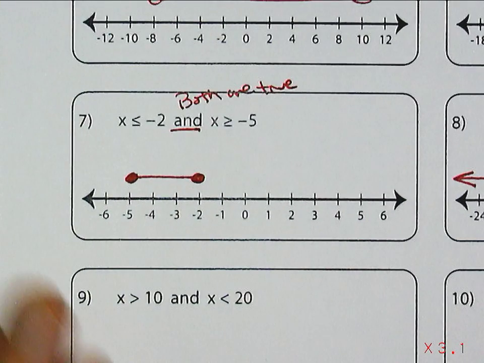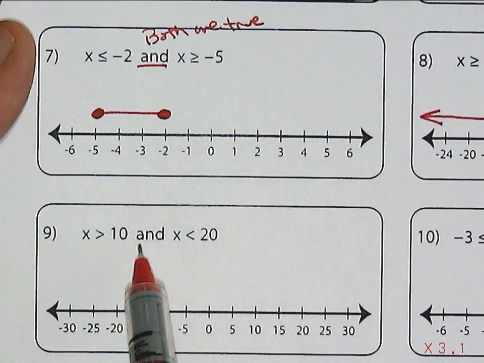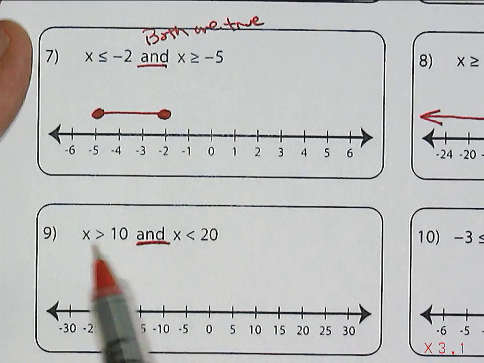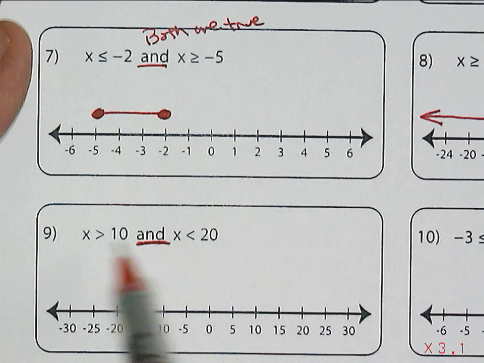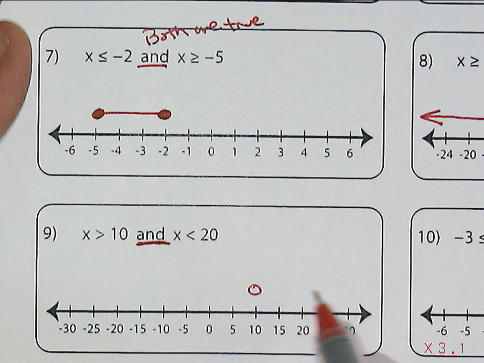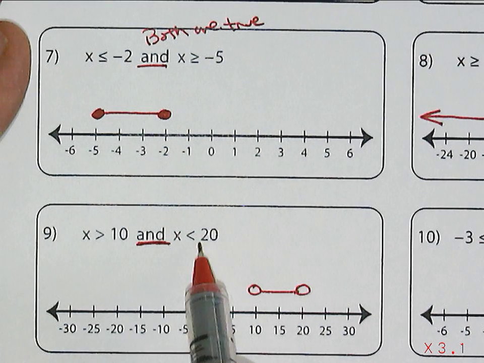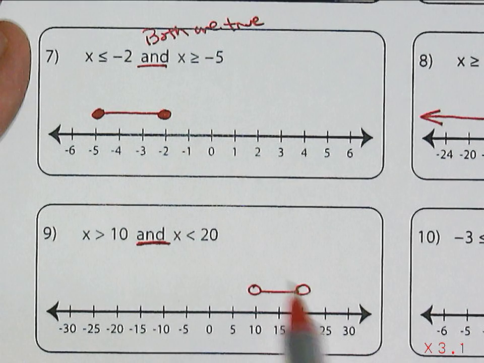A couple more examples here. There you go. So another and. So now we have x greater than 10, x less than 20. So greater than 10, less than 20. So we're in between the two. Greater than 10, less than 20. Greater than 10. So that's all that's true for this one.